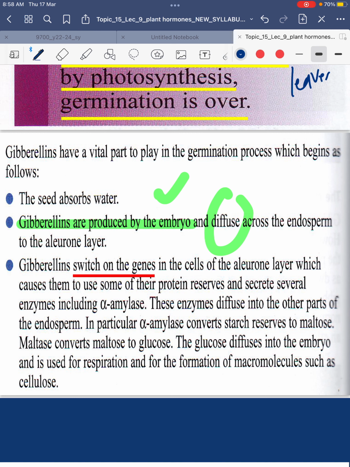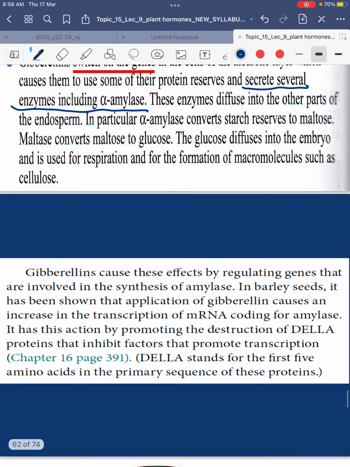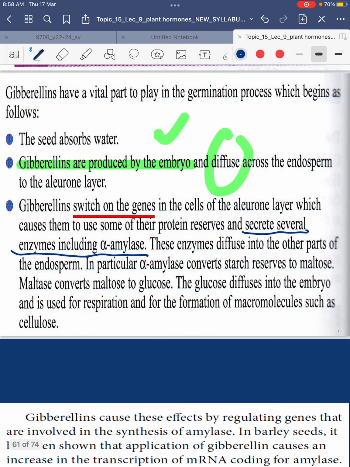You can see here several enzymes. What is shown here is only amylase. Don't forget, it also can make maltase, proteases, lipase.